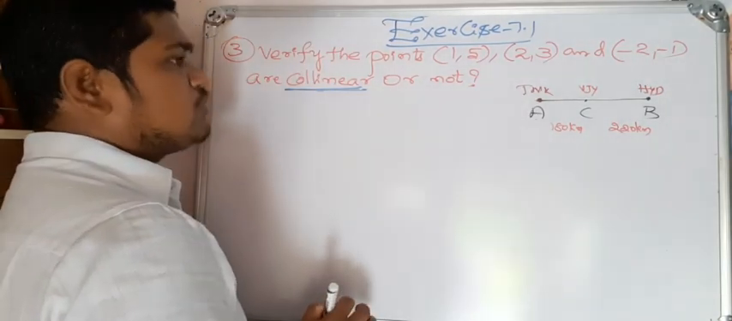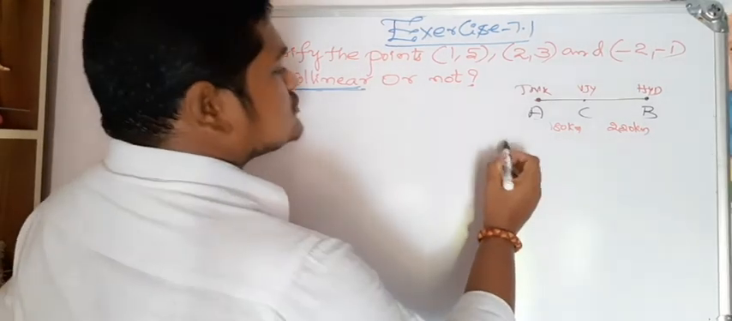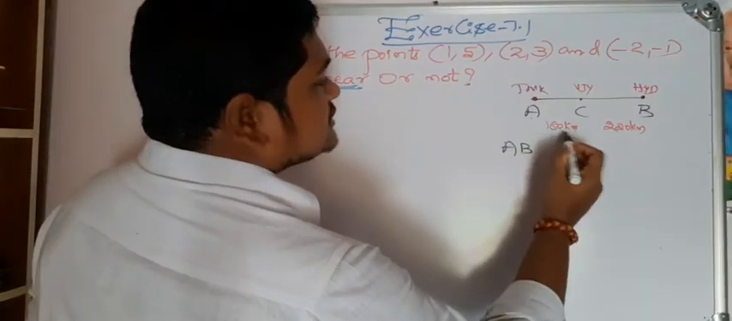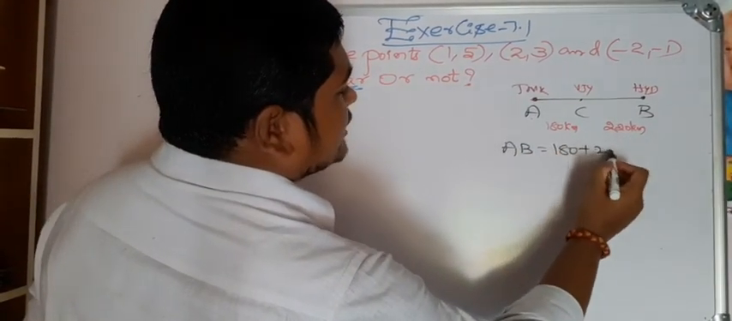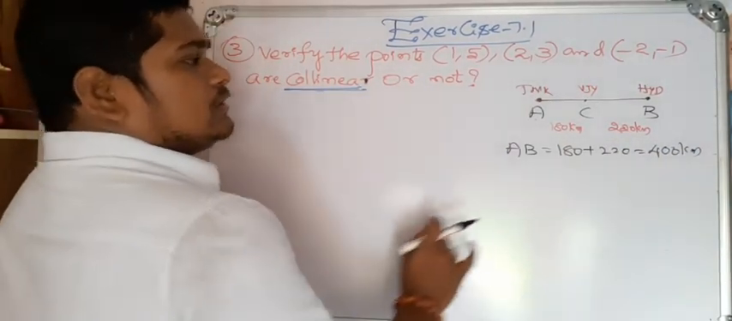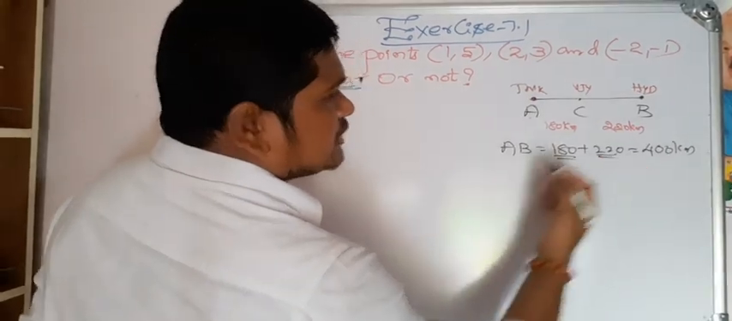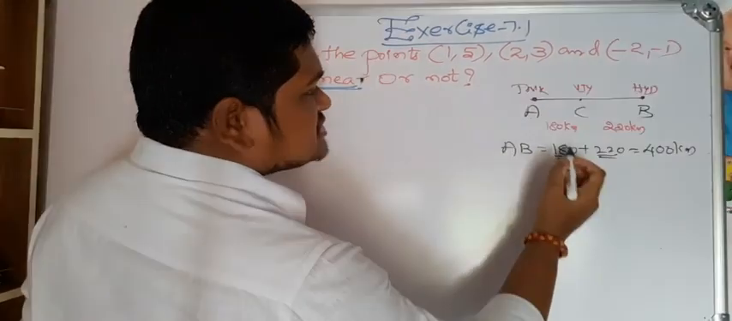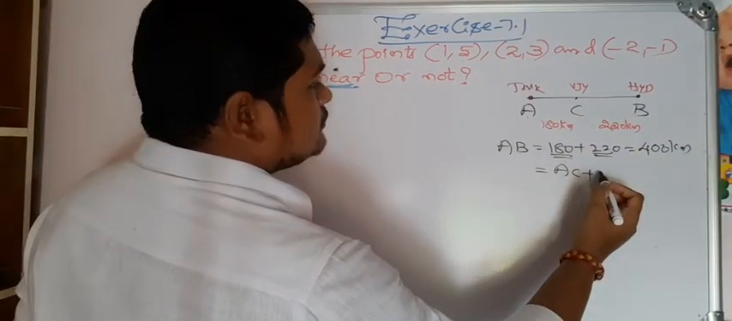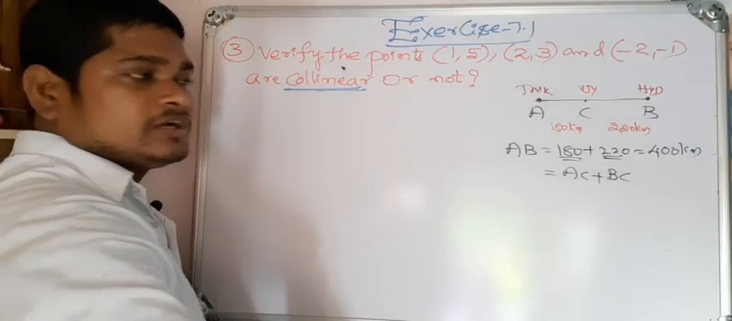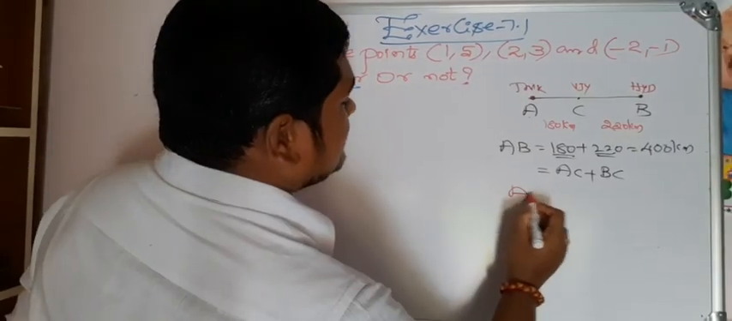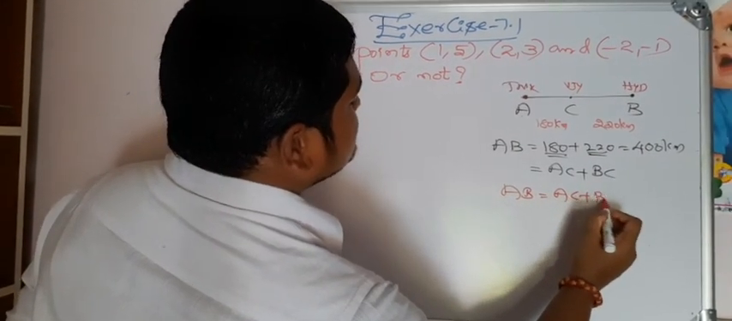Now our total journey is we start at A and reach B. Then total journey must be equal to 180 plus 220, so this must be equal to 400 kilometers. Now how are we finding this? This is 180 plus 220. 180 kilometers is the distance between A and C, which we write as AC, plus the next one, BC. So we have AB is equal to AC plus BC.